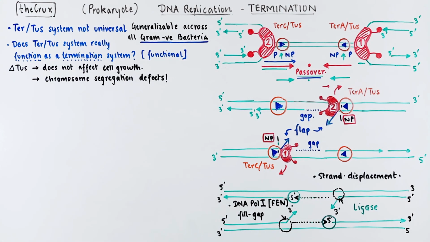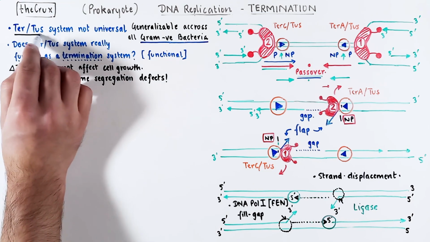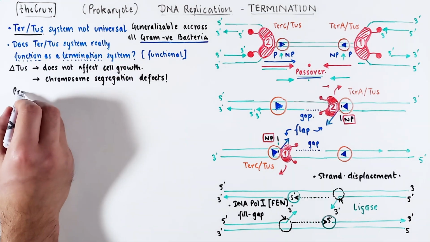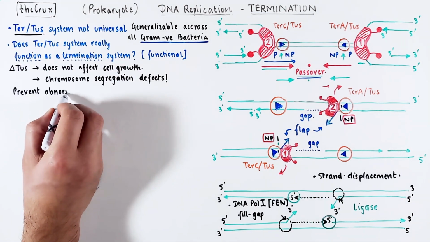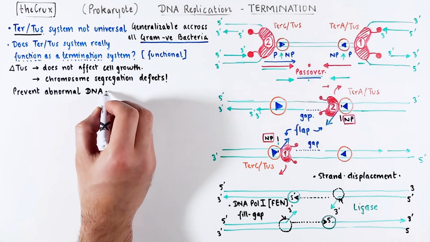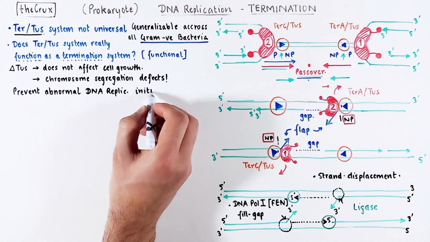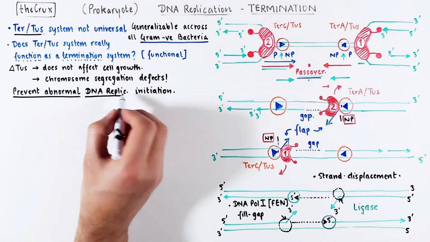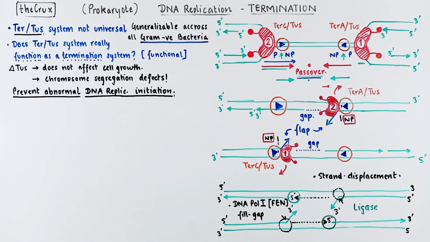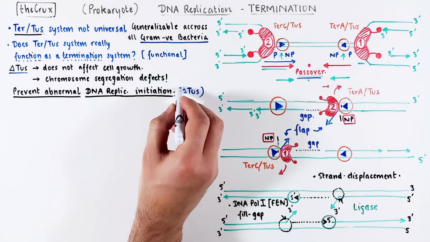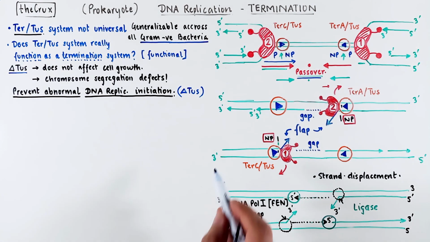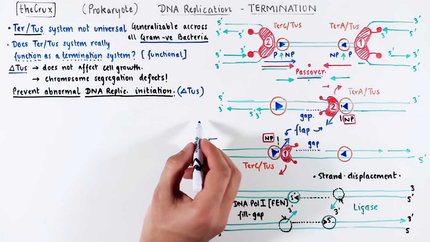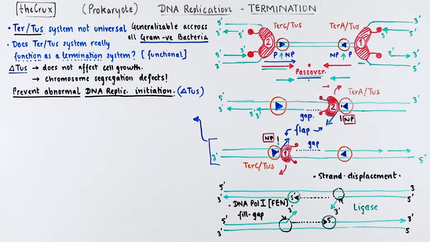And this has led to a hypothesis that the Ter-Tus system is probably a system to prevent abnormal DNA replication initiation, which results in segregation issues. To understand this, we have to understand what would happen to the termination zone after passover if Tus protein is not present at all. For explanation and simplicity, I will take this bottom strand as the example, but note that the same mechanism will happen on the other strand too.